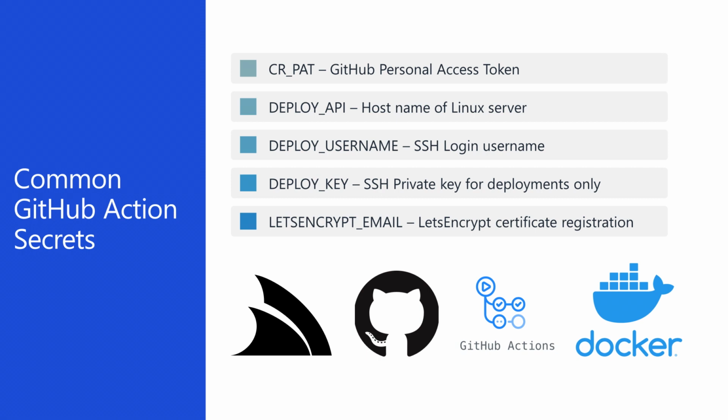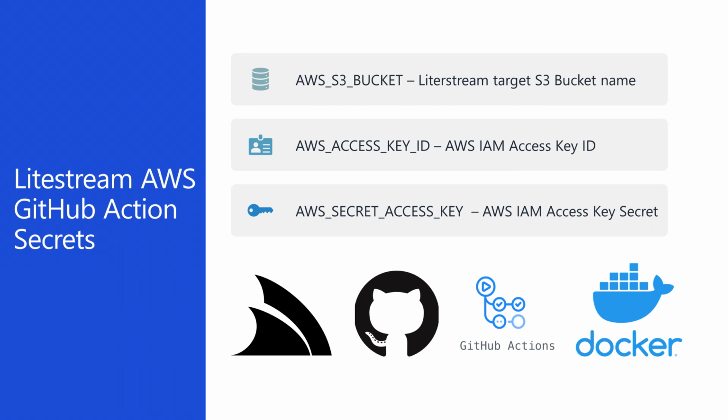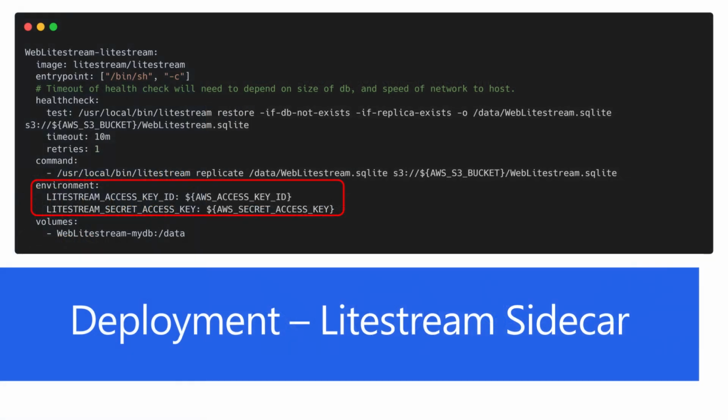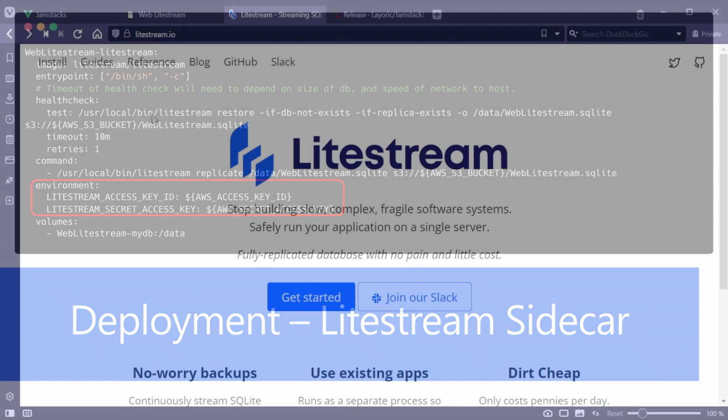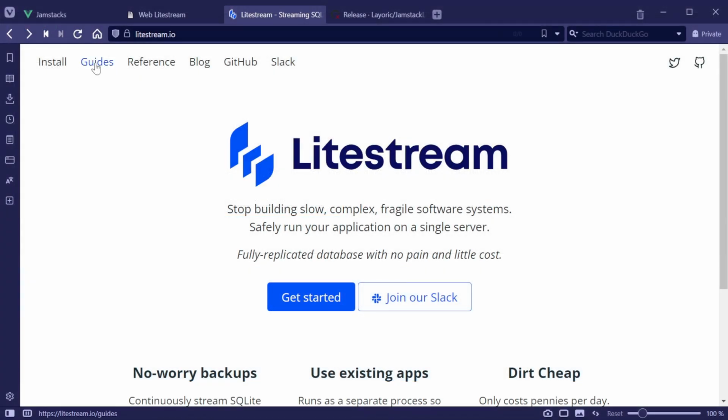These 5 secrets are common to the Jamstack templates, but we need an additional 3 secrets for setting up Lightstream access to S3. These are AWS_S3_BUCKET, which is the name of the target S3 bucket your database will replicate to, AWS_ACCESS_KEY_ID for programmatic read-write access to the specified S3 bucket, as well as the related AWS_SECRET_ACCESS_KEY. Lightstream uses these variables from the Docker Compose template, but there are other ways to authenticate Lightstream with AWS that might be better suited to your scenario. Check out lightstream.io guides and the Lightstream GitHub for more information on those options.